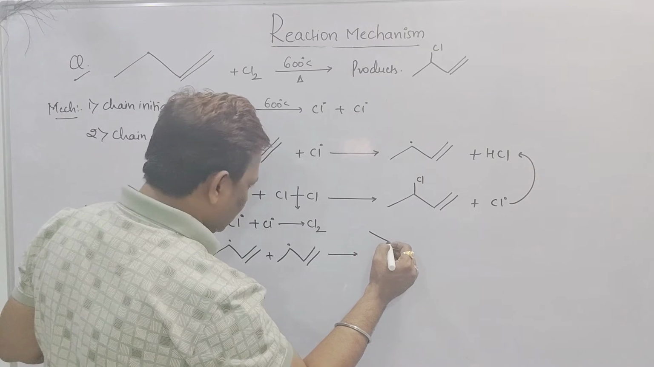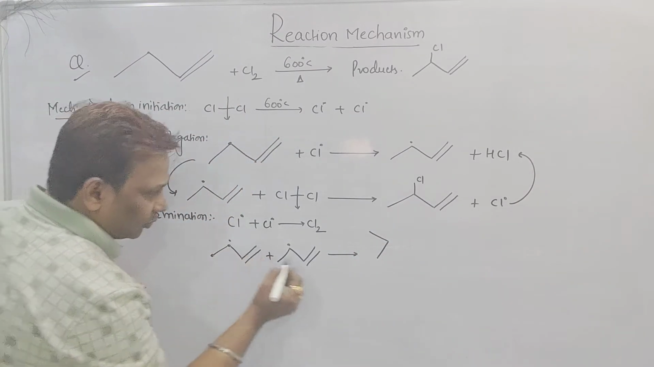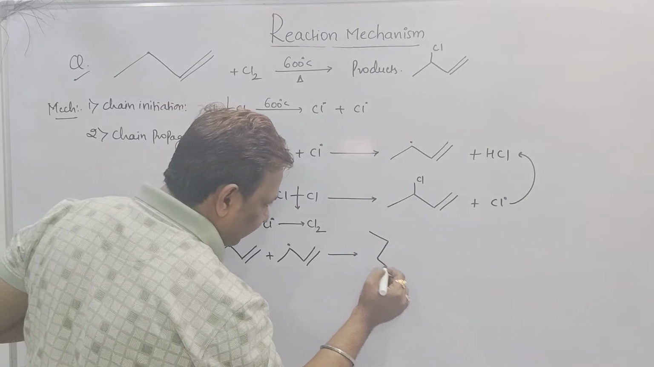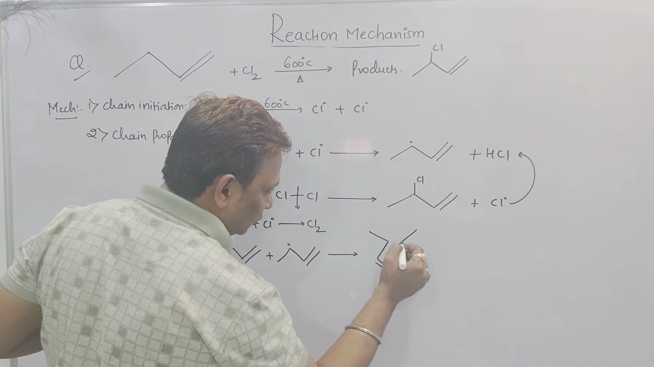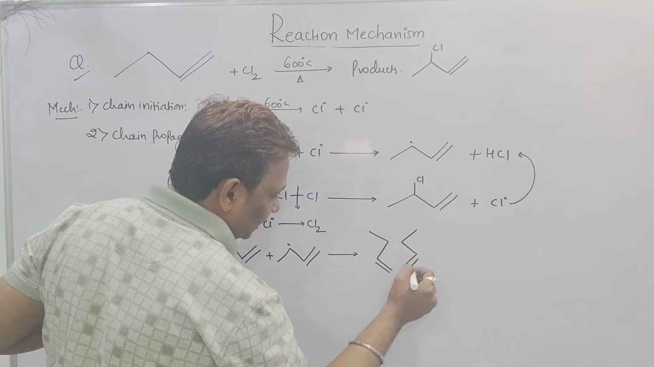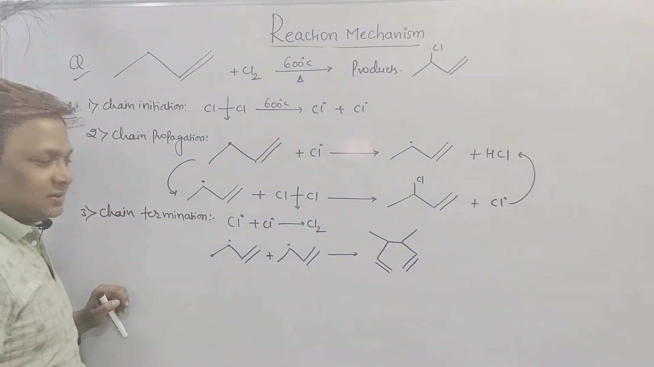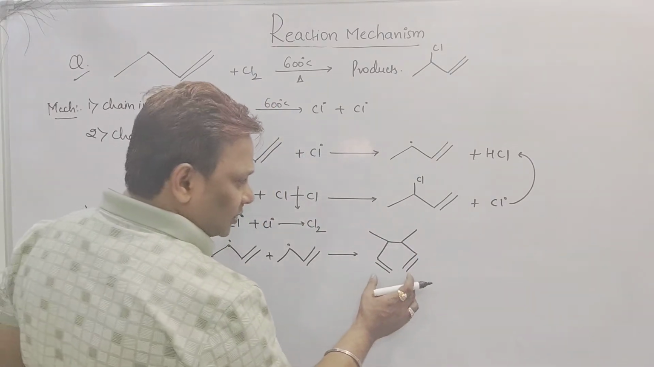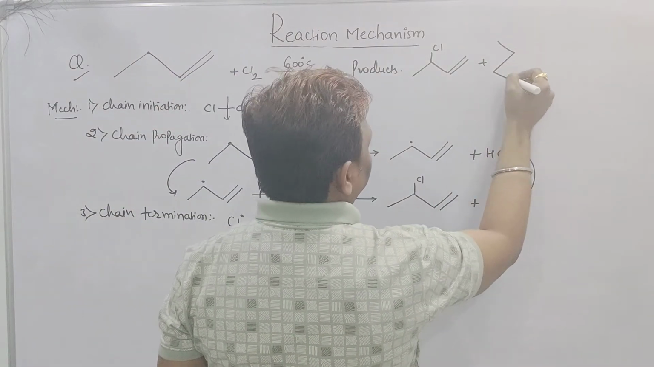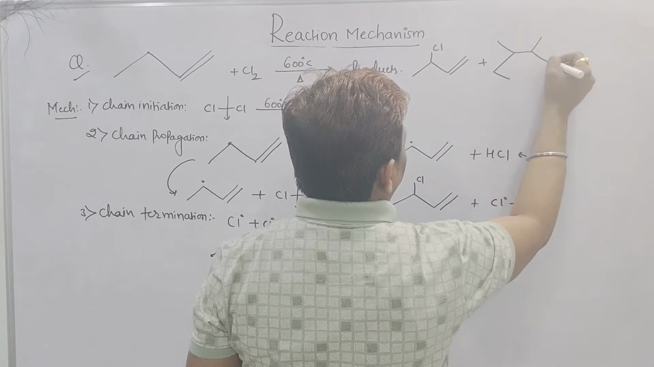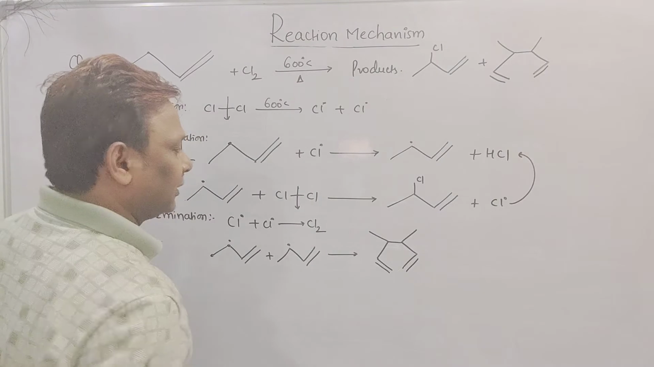1, 2, 3, see what? 1, 2, 3, 4. 1, 2, 3, 4, double bond. This radical, 1, 2, 3, 4, double bond, this radical. They both combine together and we got the product. Right sir? This is one more possible product I can get. Yes sir. This is also one of the most important byproducts I am getting. I don't know whether it is stable or not, but one of the byproducts I got.